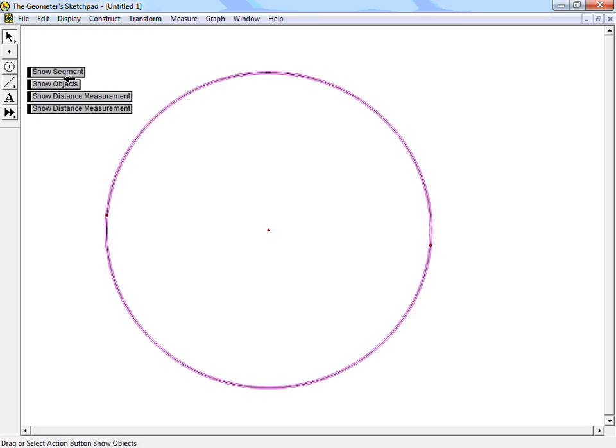One segment we're familiar with is a diameter. A diameter is actually a special chord. We call it a chord because the beginning of the diameter and the end of the diameter are on the circle.